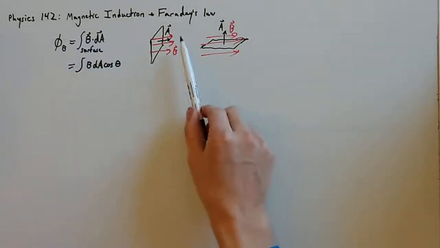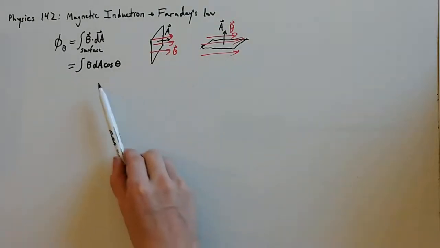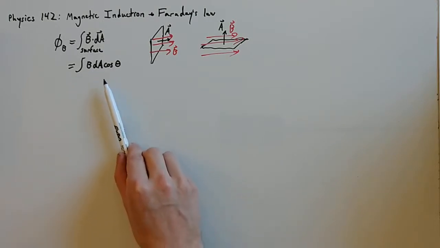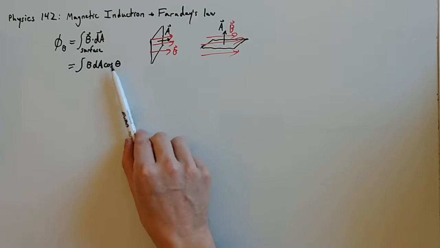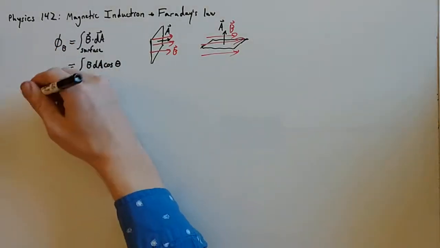So flux just tells us how much magnetic field is passing through a surface, and it depends on three things: how much magnetic field you have, how much area you have, and the angle between that area and the magnetic field. That's the idea of magnetic flux, and it's going to be really important for thinking about the concept of magnetic induction. But before we get there, I want you to keep that in the back of your mind. Now I want us to think a little bit about the following question.